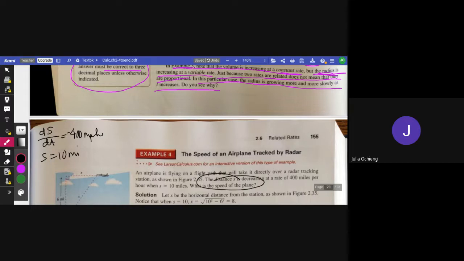What is the speed of the plane? The speed of the plane, so they even gave us a little picture here. So the plane is going in the direction of x. So the speed is going to be change in x over time. So that's what we're looking for.